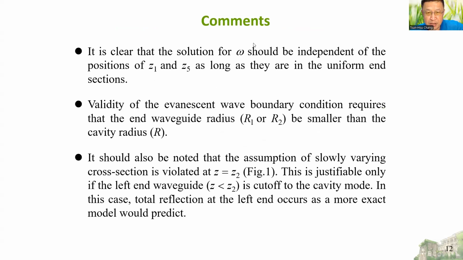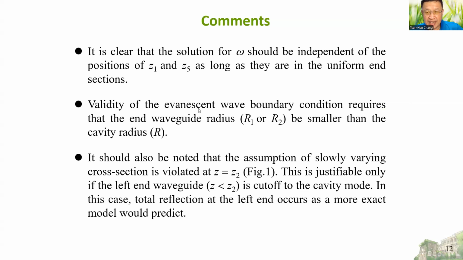Here are some comments. It's clear that the solution for omega should be independent of the positions Z1 and Z5, because Z1 and Z5 are uniform sections, so they contribute nothing. We just focus on the main cavity. As long as they are in the uniform end sections, the length from Z1 to Z2 and from Z4 to Z5 doesn't matter.